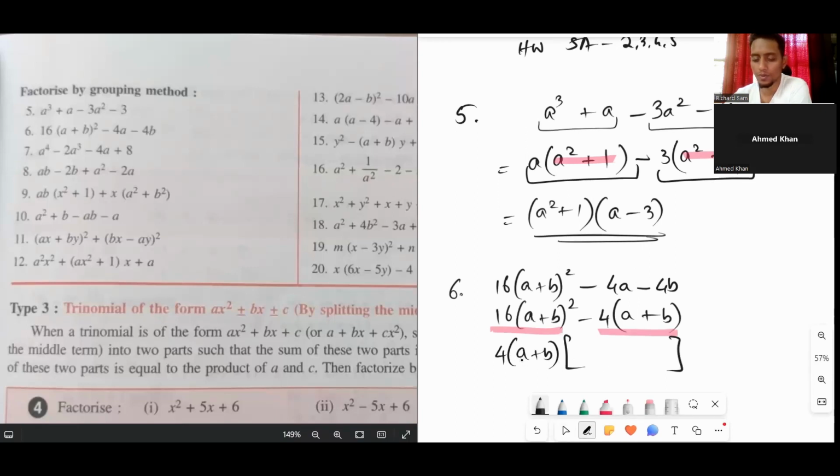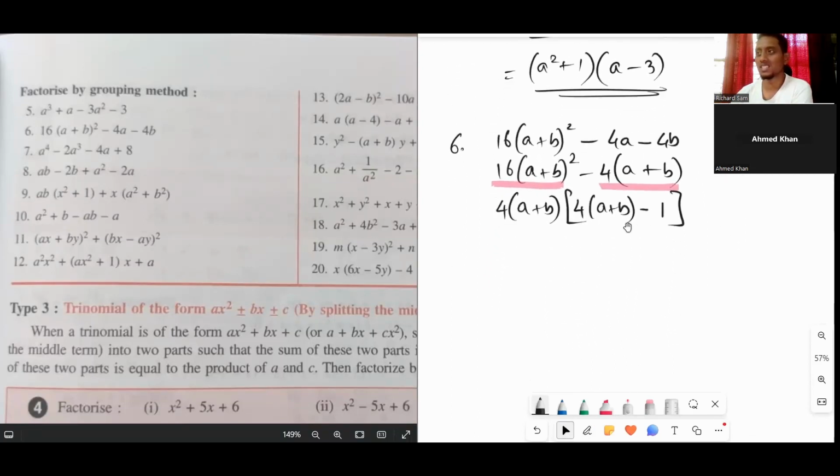So 4 into a plus b into what will give you this first term? 4 into 4 will give you 16, and a plus b into a plus b will give you a plus b whole square. Then this minus 4 into a plus b into what will give you 4 into a plus b? 1, because everything is taken out, right? So only 1. Is this the answer?